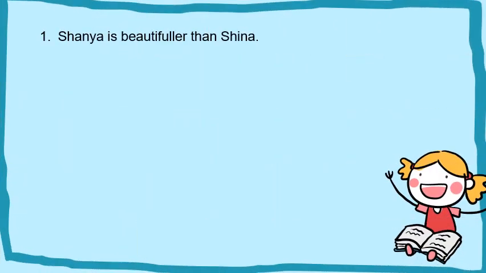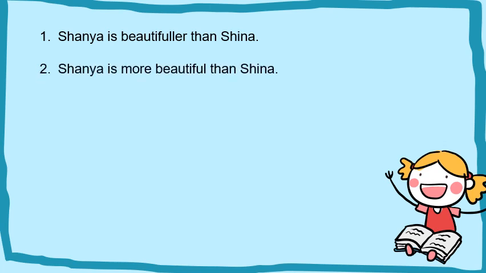We have one example on the screen. Sanya is beautifuler than Sheena. Is it correct? According to our first rule, it should be correct. Our first rule says that in comparative degree we add er. But is it correct? Have you heard the word beautifuler?